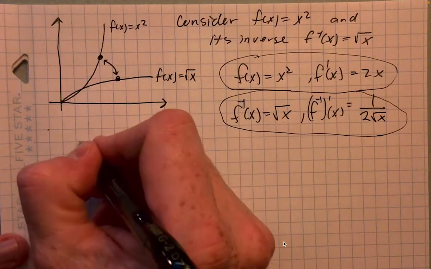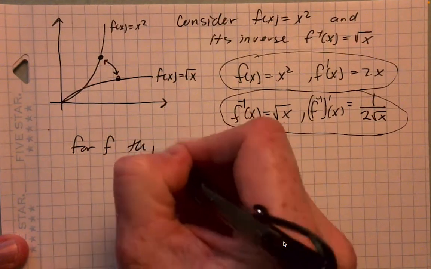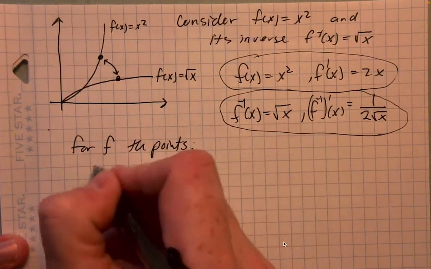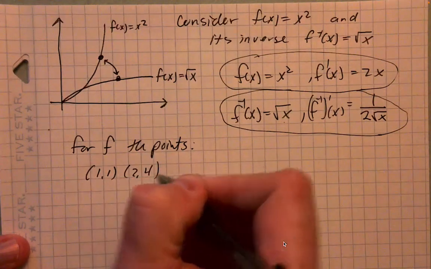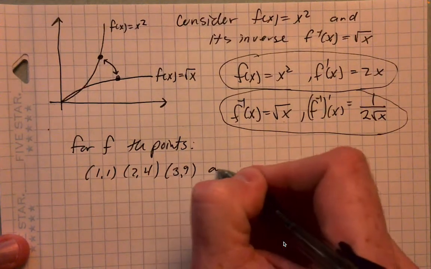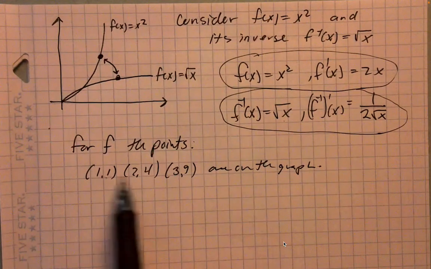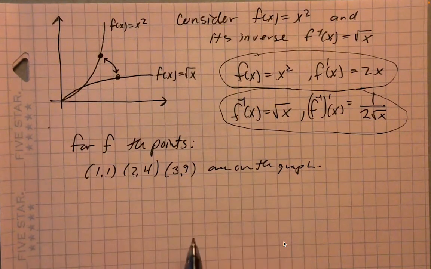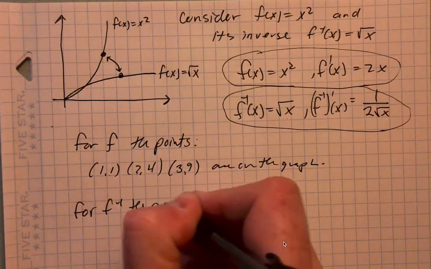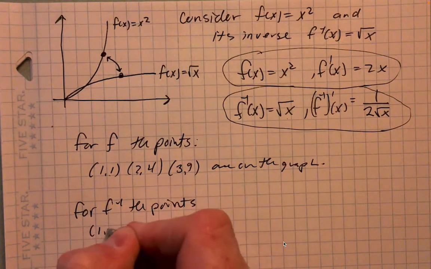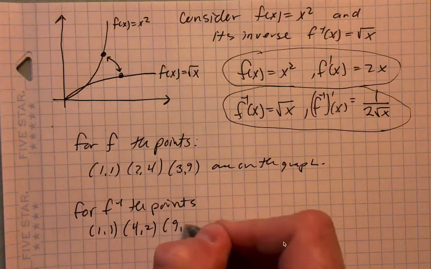Now, so we know that for f, the points (1, 1), (2, 4), and (3, 9) are on the graph. So this is just the square. 1 squared is 1, 2 squared is 4, 3 squared is 9. Okay, so then that means that for f inverse, the points (1, 1) would be there, and then (4, 2) should be on the graph, and also (9, 3).